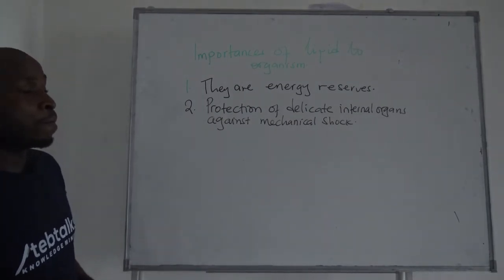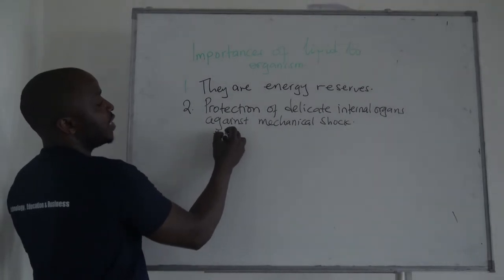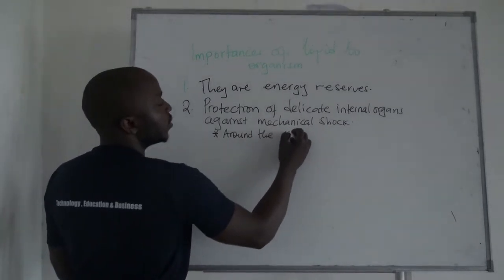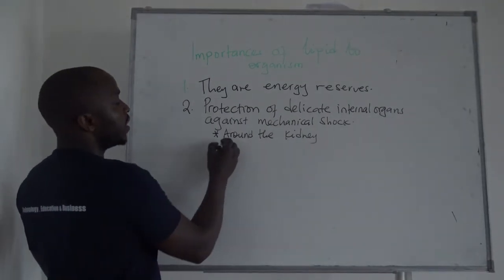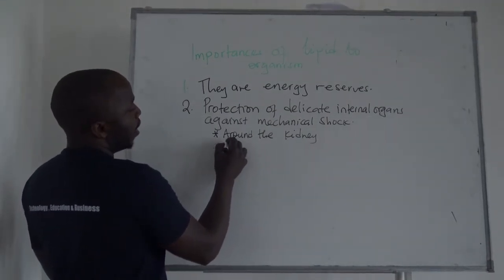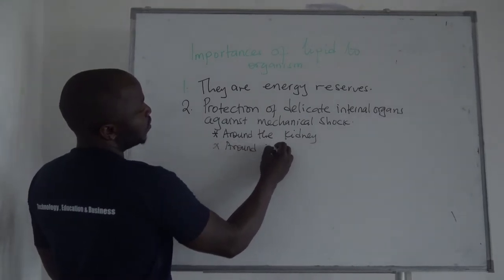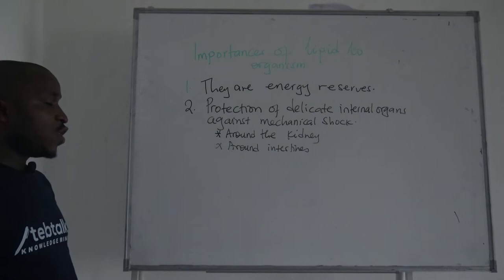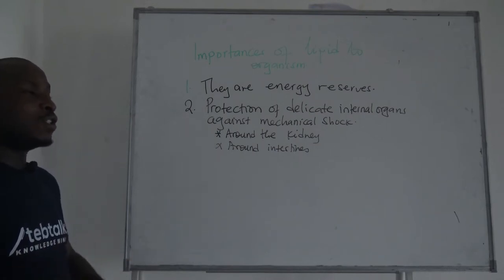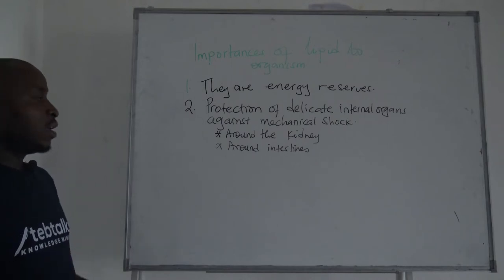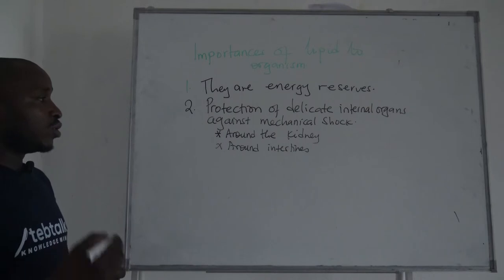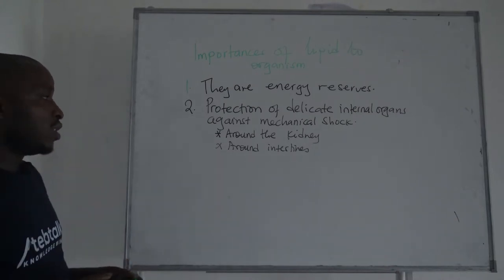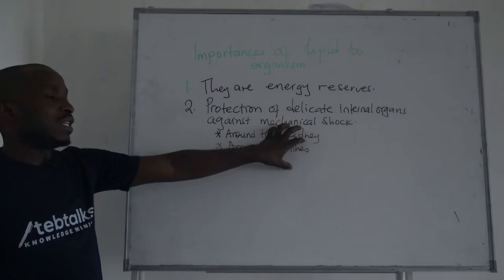So around our bodies, lipids are deposited around the kidney, even around the heart sometimes, around the intestines, for protection. So that if you fell down and your body is fatty, the forces do not spread into your organs. So they are there for that protection. Once you slaughter a goat, some fat goats, you may not even be able to see the kidney because the kidney is protected.